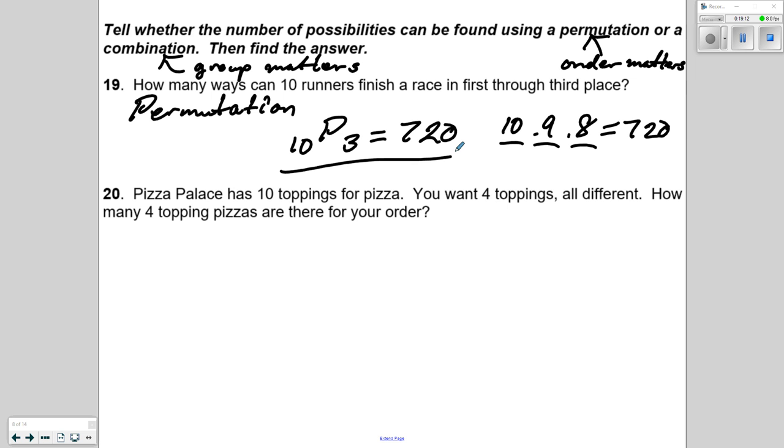For 20, Pizza Palace has 10 toppings for pizza. You want 4 toppings, all different. How many 4-topping pizzas are there for your order? So we want to figure out how many different pizzas we can order here. Once again, we have to figure out, does order matter? In this case, order doesn't matter. Those toppings are going to be put on the pizza, so it's just the group that matters. So that means this is a combination.